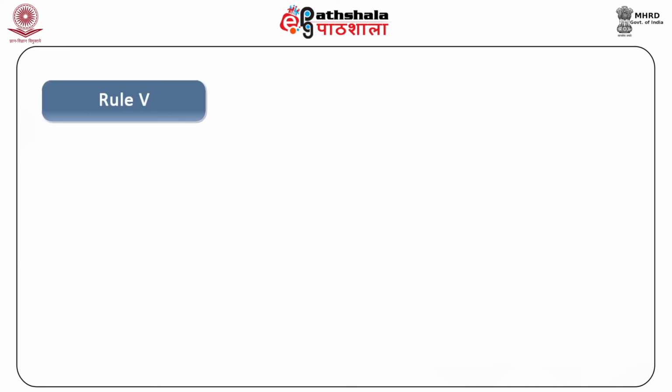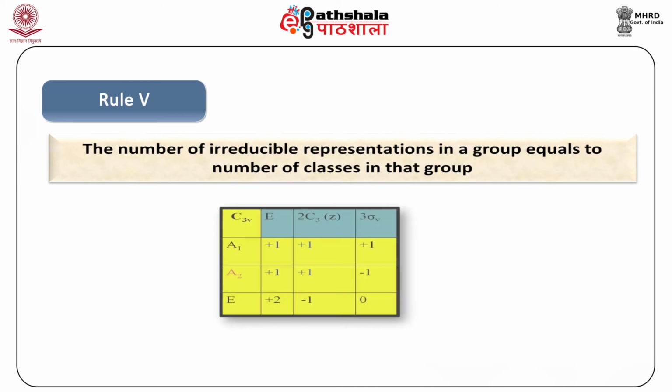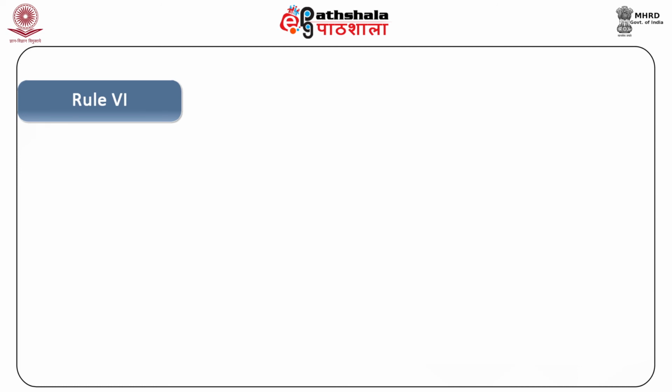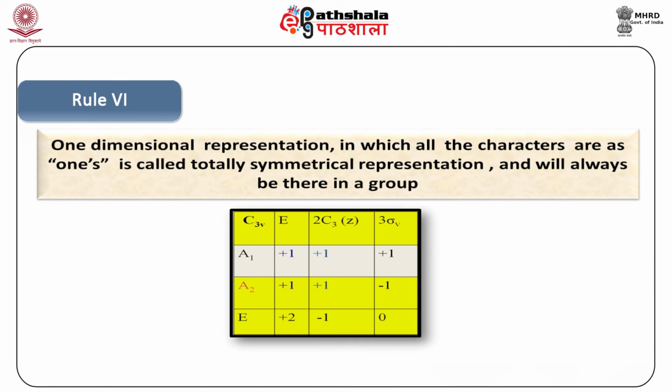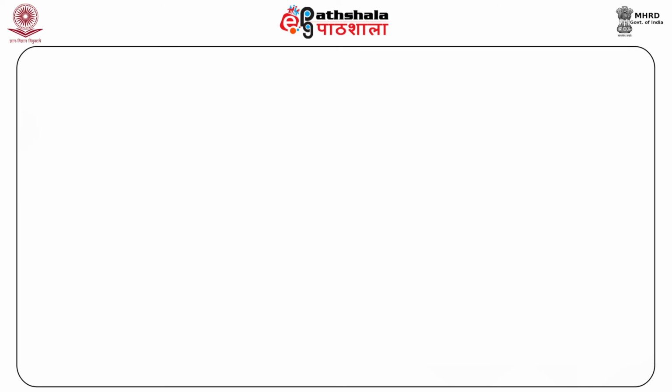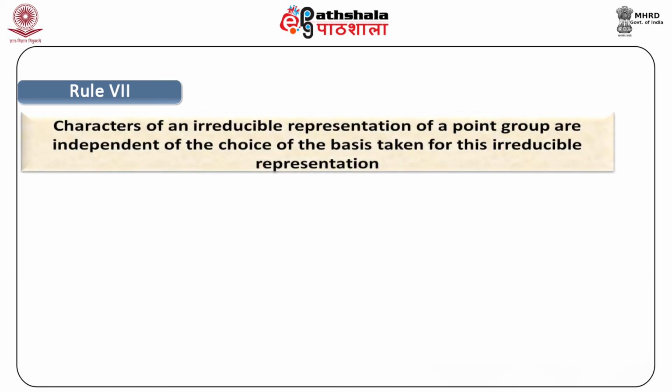The fifth rule denotes that the number of irreducible representations in a group equals the number of classes in that group. The sixth rule says that a one-dimensional representation in which all the characters are ones is called the totally symmetric representation and will always be there in a group. The seventh rule is that characters of an irreducible representation of a point group are independent of the choice of basis taken for this irreducible representation.